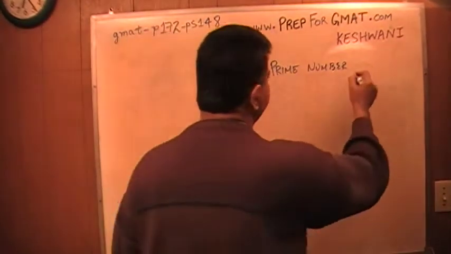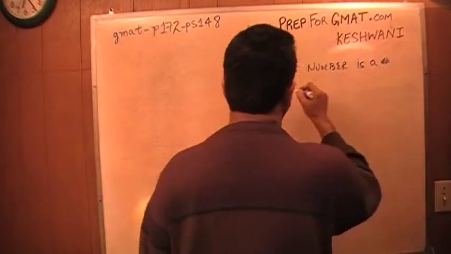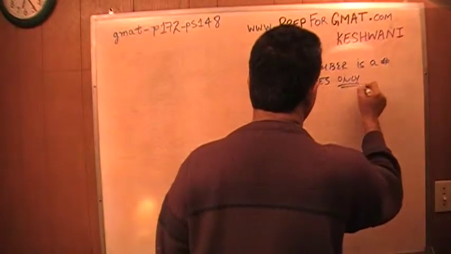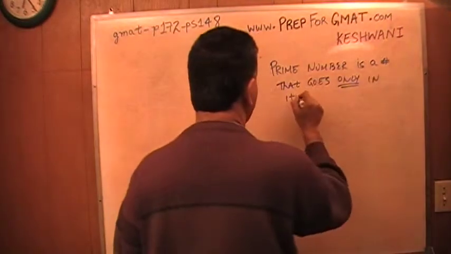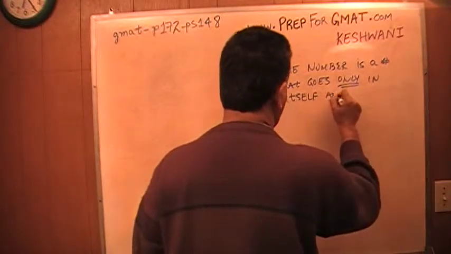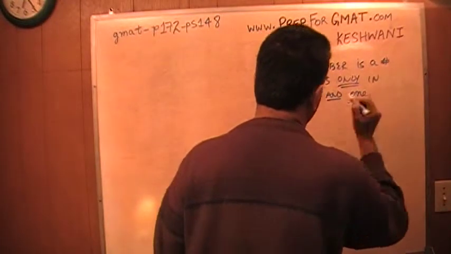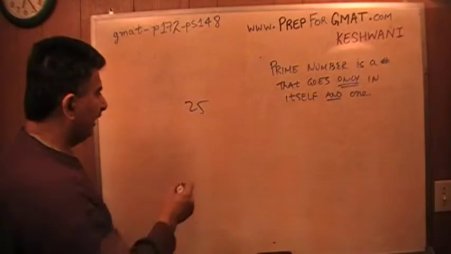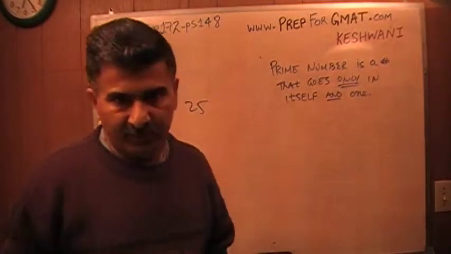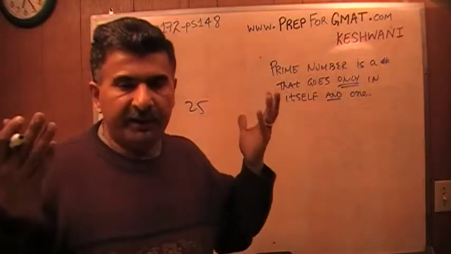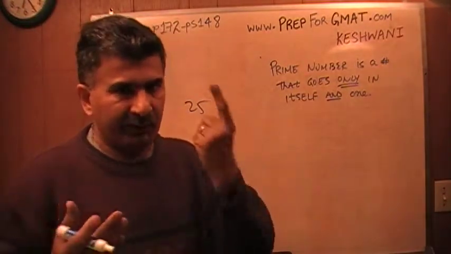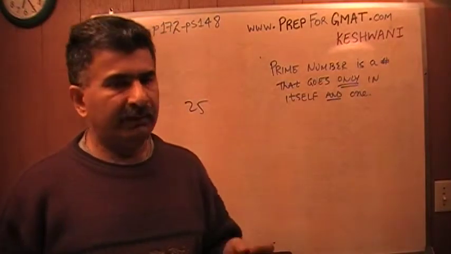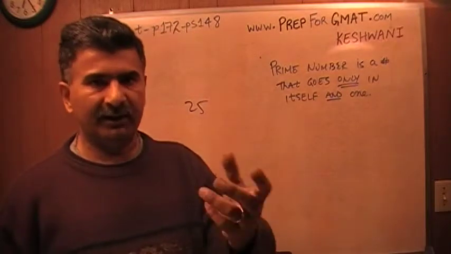A prime number is a number that goes only into itself and 1. That's it. A prime number does not go into any other number. For example, 25 is not a prime number because 25, in addition to every number will divide by itself and every number will divide into 1. You can take any number and divide it by 1, and you can take any number and divide it by itself, you get 1 for the answer. Question is, if that is all that you can do with the number, if the number does not go into anything except itself and 1, then it's a prime number.